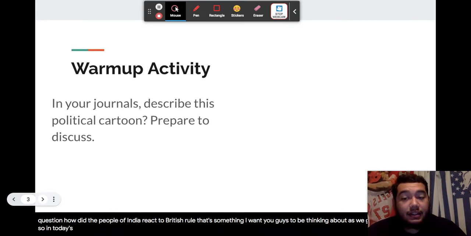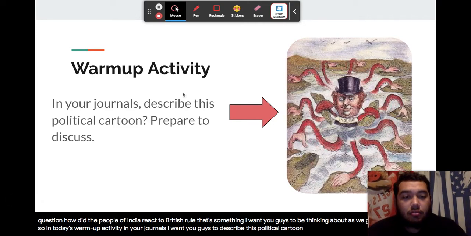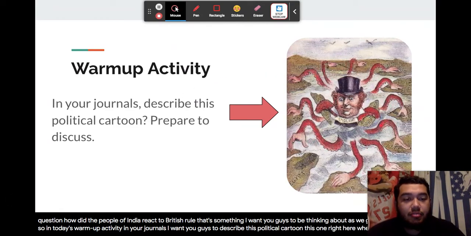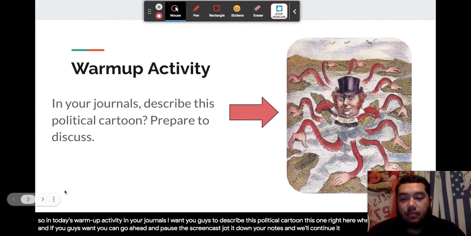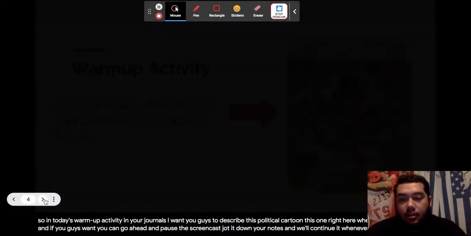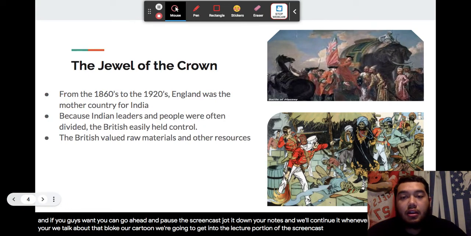So, in today's warm up activity, in your journals, I want you guys to describe this political cartoon. This one right here, where the laser pointer is at. And if you guys want, you can go ahead and pause the screencast, jot it down in your notes, and we'll continue up whenever you're ready. So, after we talk about that political cartoon, we're going to get into the lecture portion of the screencast.